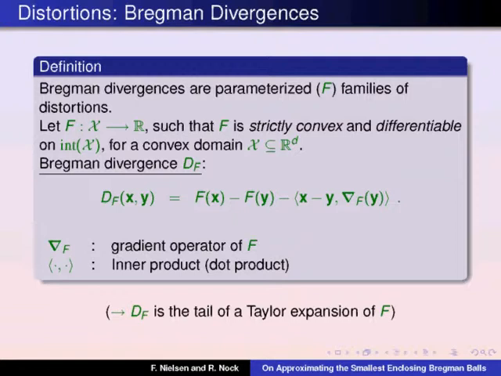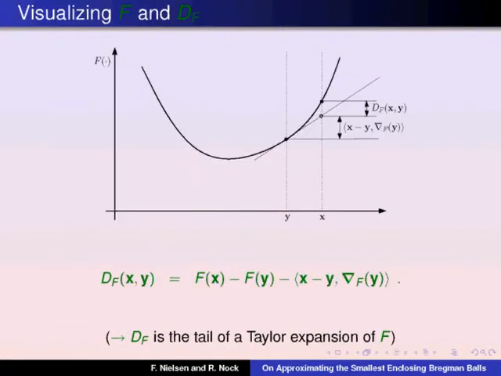Bregman divergences are parameterized families of distortion. First, let us define a function f from a domain X to the real set R, such that f is strictly convex and differentiable on the interior of X, for a convex domain X. Then the Bregman divergence df of x and y is defined as f of x minus f of y minus x minus y, the dot product with the gradient of f at y.